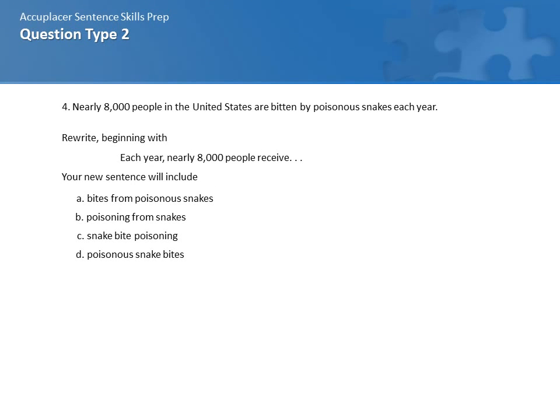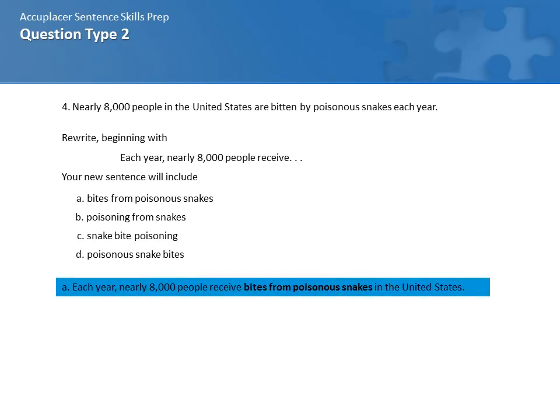Okay, so let's try question 4. Nearly 8,000 people in the United States are bitten by poisonous snakes each year. And we are directed to rewrite the sentence beginning with the words, each year nearly 8,000 people receive. Our 4 choices include A, bites from poisonous snakes, B, poisoning from snakes, C, snake bite poisoning, and D, poisonous snake bites. Option A, bites from poisonous snakes, best preserves the original meaning of the sentence.